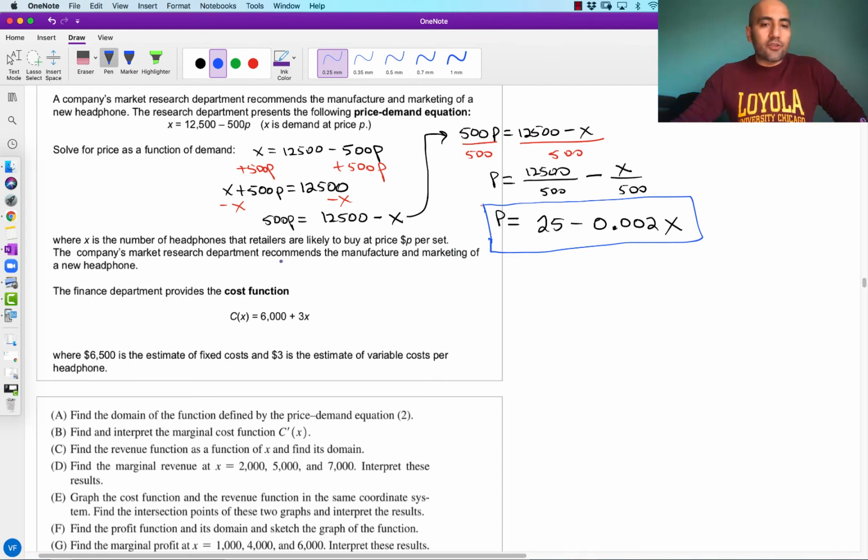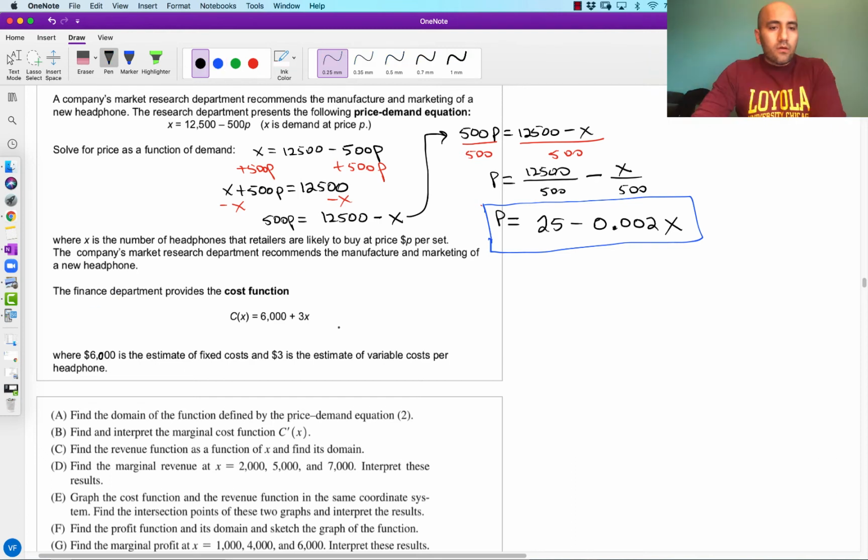The company's market research department recommends the manufacture and marketing of a new headphone. Okay, so the finance department provides the cost function. C of x equals 6,000 plus 3x. So this is where the 6,000 is an estimate of a fixed cost. Think of rent, for example, that's a fixed cost. And $3 is an estimate of the variable cost per headphone, which is a constant.